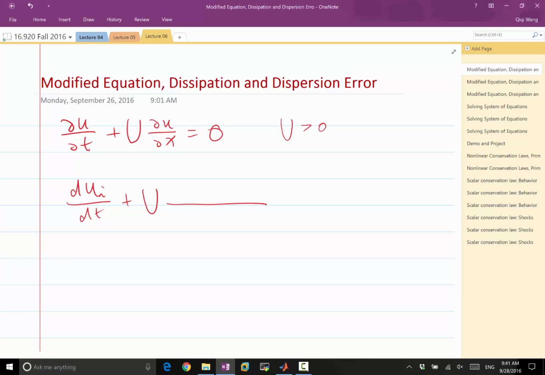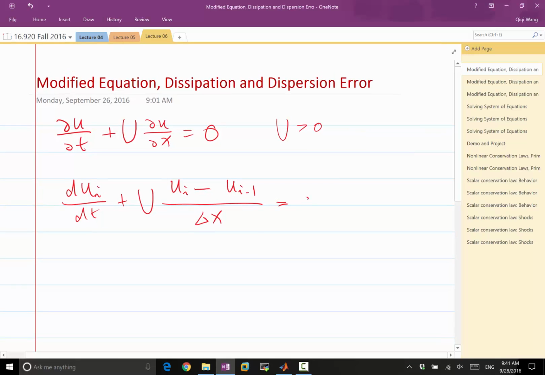The upwinding direction is towards where the wind comes from. That's towards the left. So towards the left, that involves u_i and u_{i-1}, right? u_{i-1} is towards the left. So minus, divided by delta x. You do Taylor series analysis, and that is the appropriate discretization, which is first order accurate. So that is equal to 0.